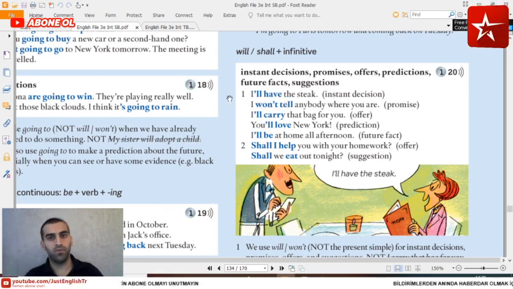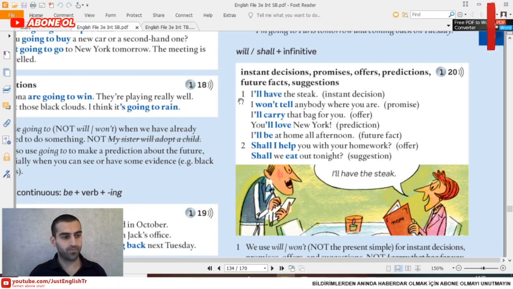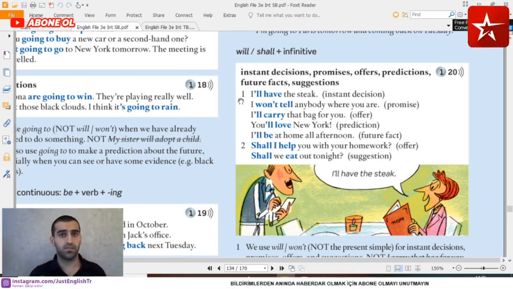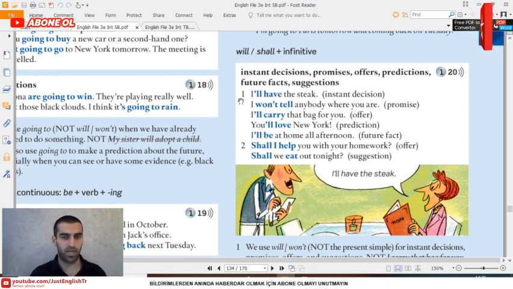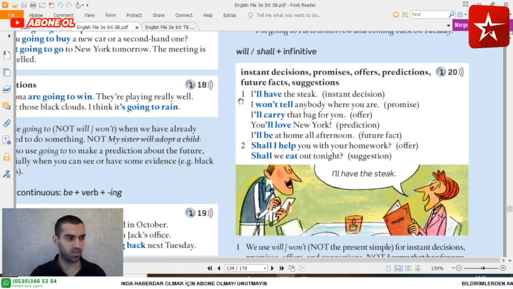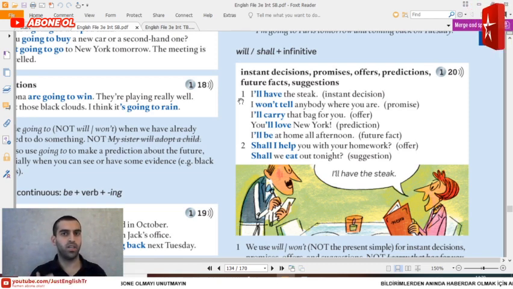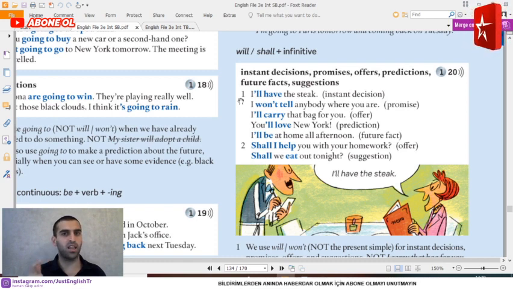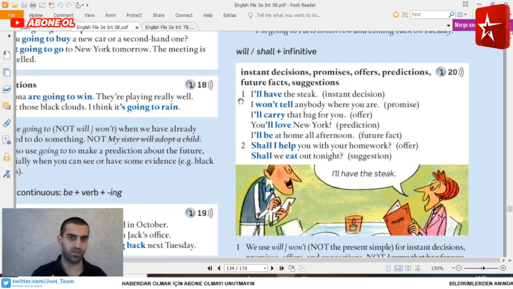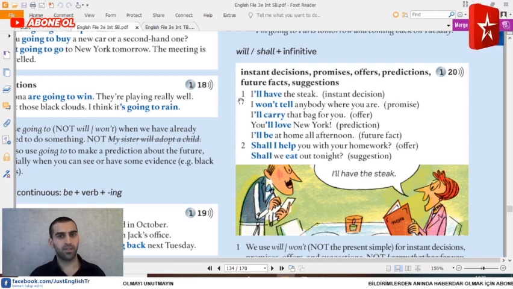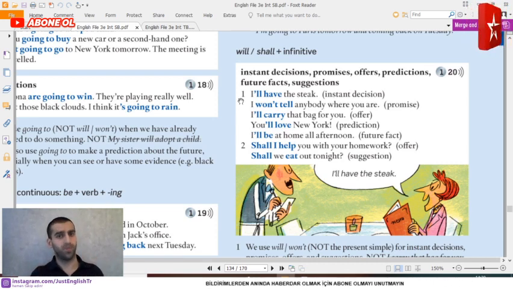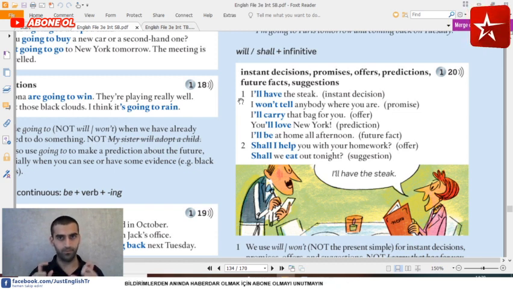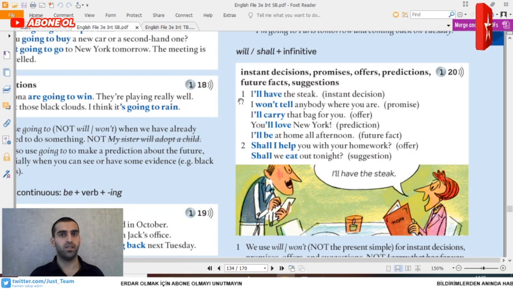Or we can use will to talk about promises. We use will for promises. For example, I won't tell anybody where you are. I promise I won't tell anybody where you are. So we use will to promise. The second rule is about promise.